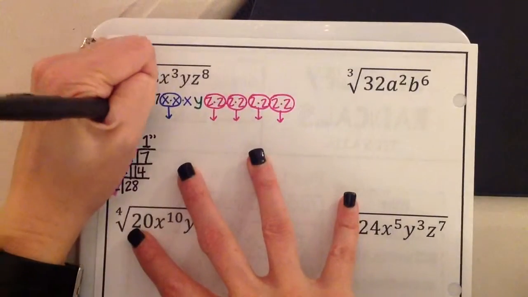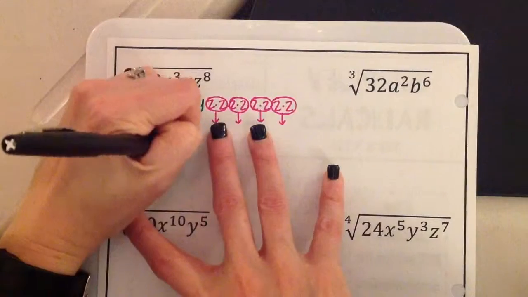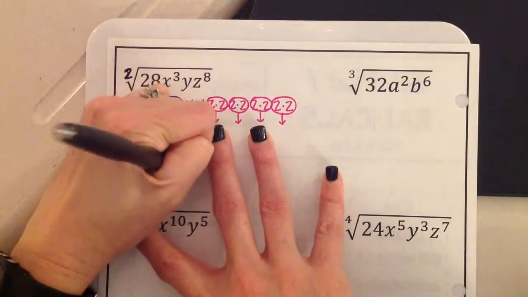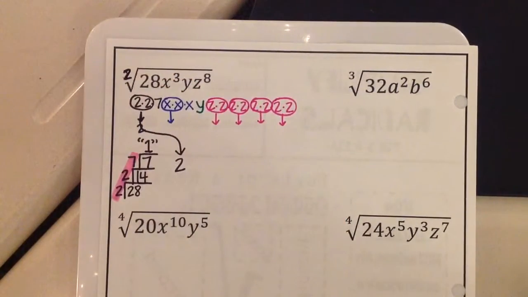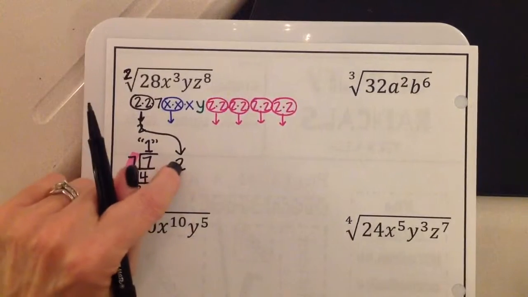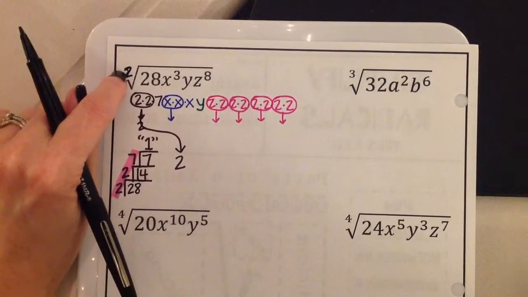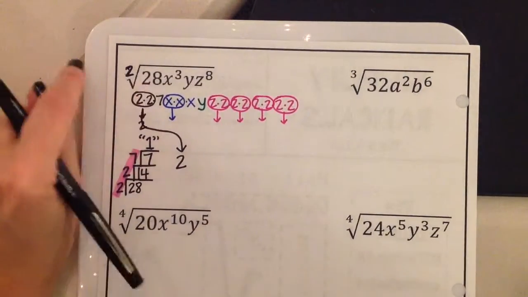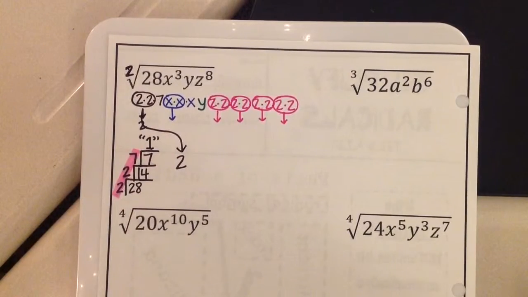So I'm going to take this group of 2 and I'm going to move it out, and I'm only going to write 1, 2. This 2 really tells me, because I look at my index, that I moved out a group of 2 from my square root.